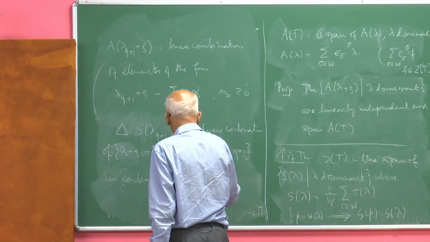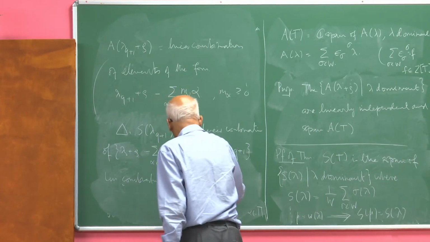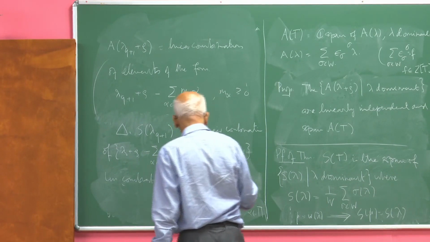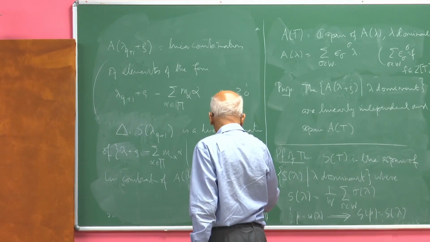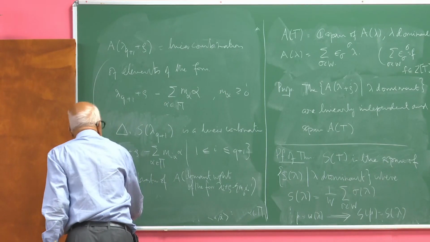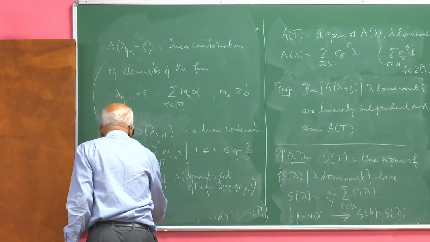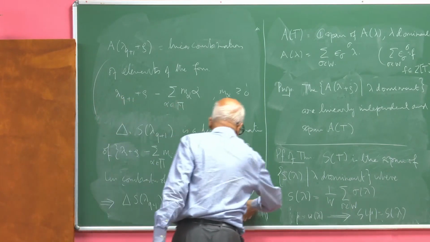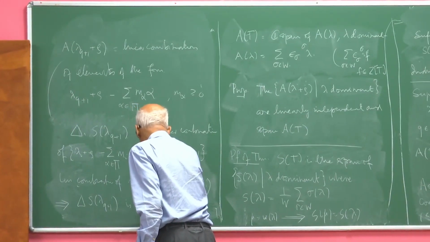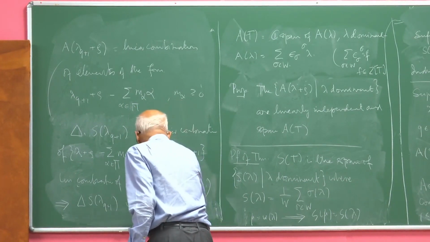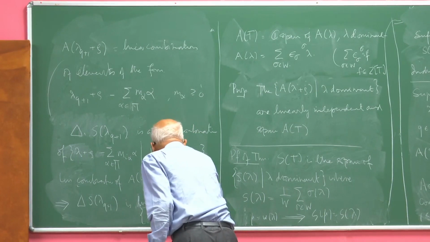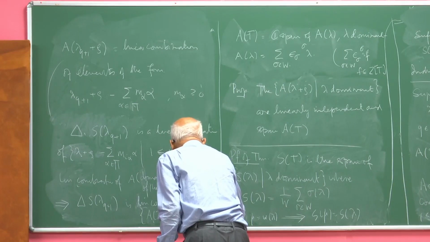of a dominant weight of the form lambda I plus rho minus sigma m I alpha. Which implies that delta S lambda q plus 1 is a linear combination of A lambda I plus rho, as I becomes less than or equal to q plus 1.